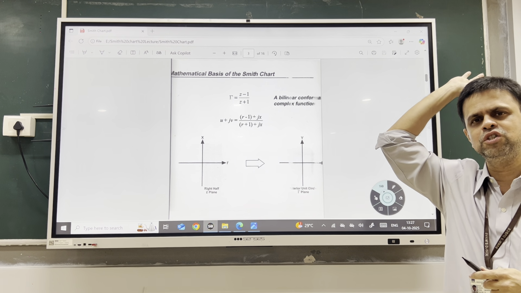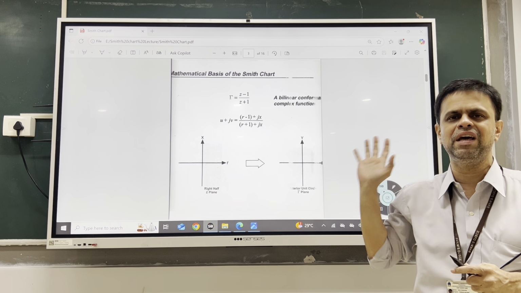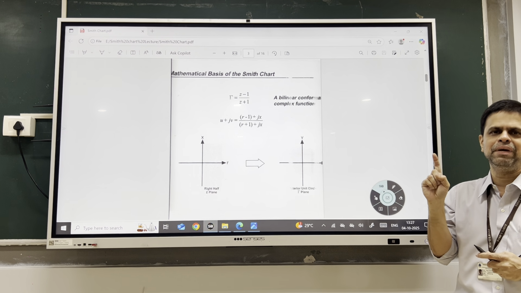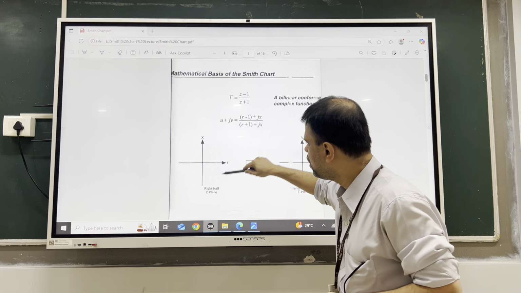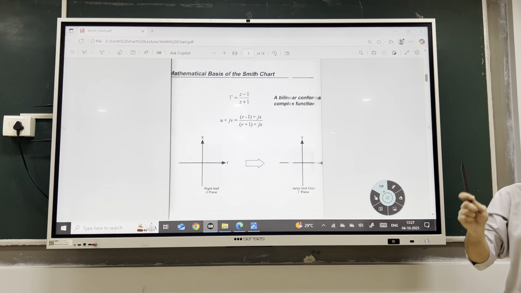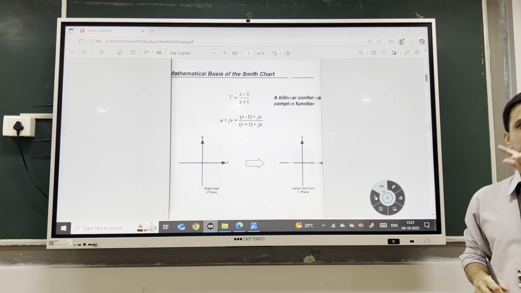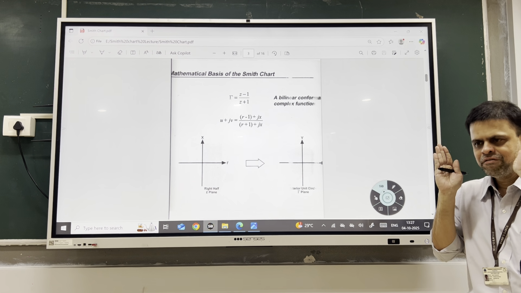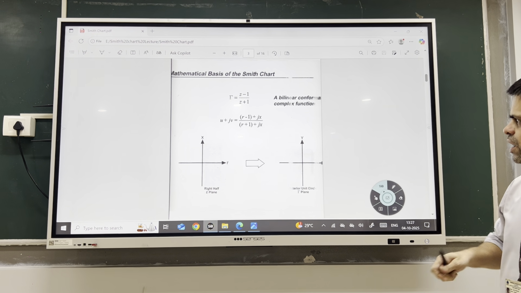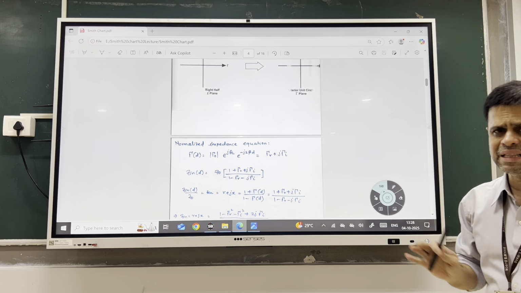Let your impedance domain be infinite in nature, we have a finite domain or finite range to play with. And you will see later there exists a one-to-one mapping. Means what? All the points on this impedance domain get mapped to a unique point on the reflection coefficient domain. There is no one-to-many or many-to-one mapping happening from impedance domain to the reflection coefficient domain in the Smith chart.